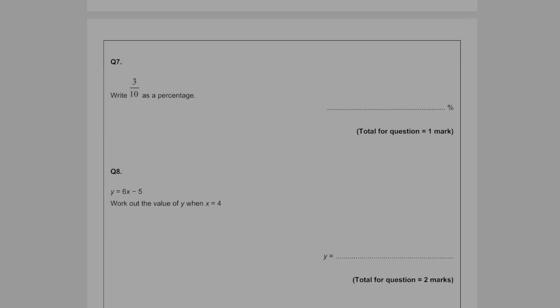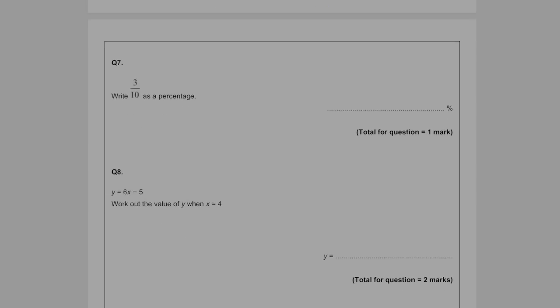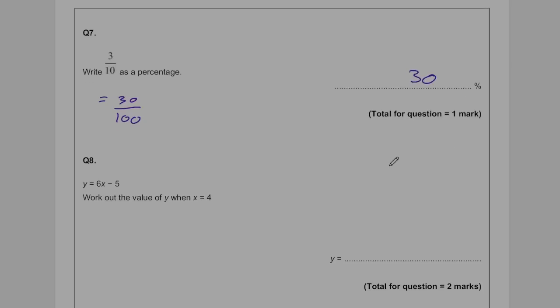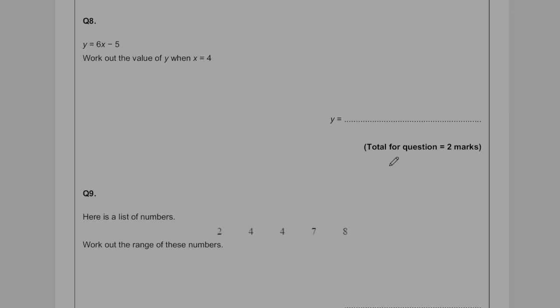Question 7, write 3 out of 10 as a percentage. So that's going to be 3 out of 10 is the same as 30 out of 100. So it's going to be 30%. Question 8, work out the value of y when x is equal to 4. So we're doing a bit of substitution here. So 6 times by 4 minus 5. So that's going to become 24 minus 5, which is going to be 19.